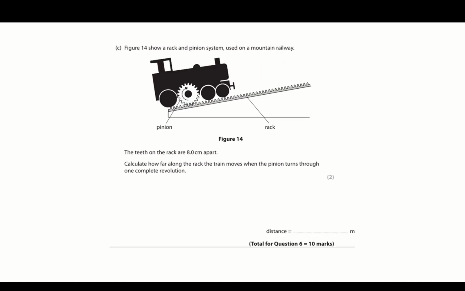Okay, we've got a rack and pinion. The teeth on the rack are 8 centimeters apart. It says calculate how far along the rack the train moves when the pinion turns through 1 complete turn. So that's the pinion there. So what you'd have to do is count up the teeth, and there's 20.